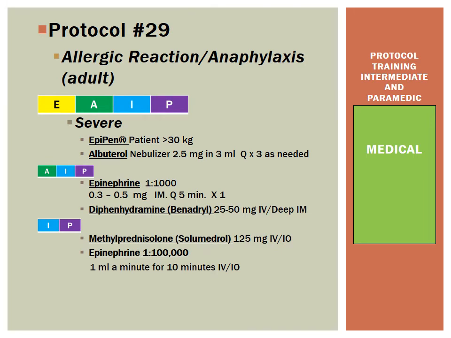Now we move on to our severe anaphylaxis or allergic reaction. Of course, if not already done so, the EMTs will administer the EpiPen and albuterol, same as in the moderate reactions. The advanced provider will administer the epinephrine, again 1 to 1,000, 0.3 to 0.5 milligrams IM every 5 minutes, and they can repeat this once, as well as diphenhydramine, 25 to 50 milligrams IV or deep IM. Now our IMP level providers will administer the methylprednisolone or Solu-Medrol at 125 milligrams IV or IO, and we have a new administration technique for epinephrine, and it's epinephrine 1 to 100,000, and that is 1 milliliter a minute for 10 minutes, IV or IO.